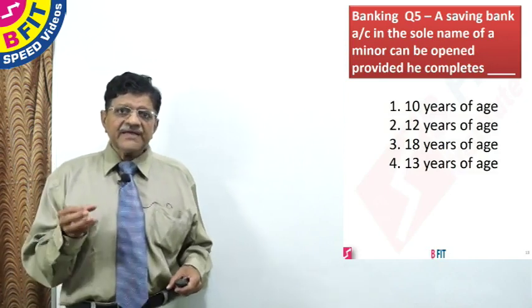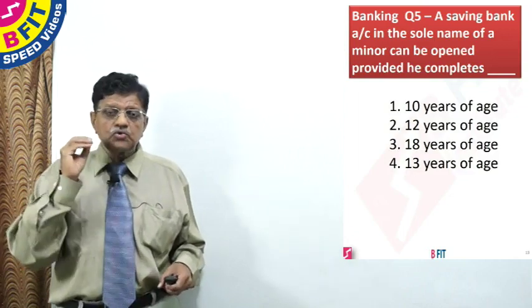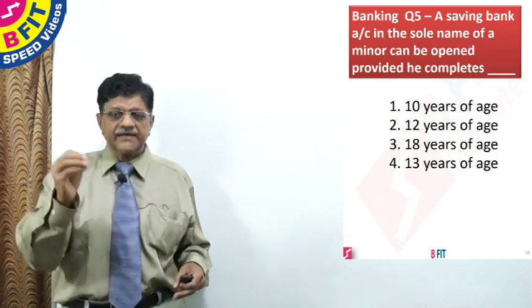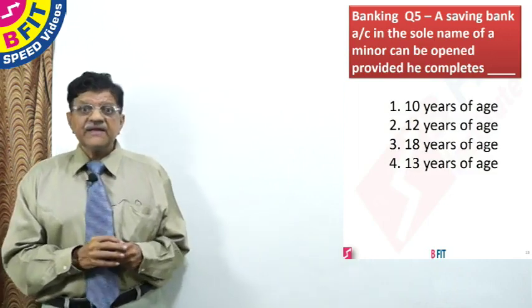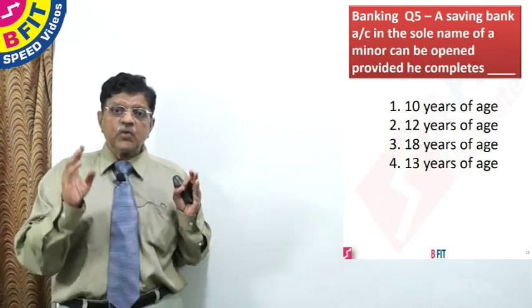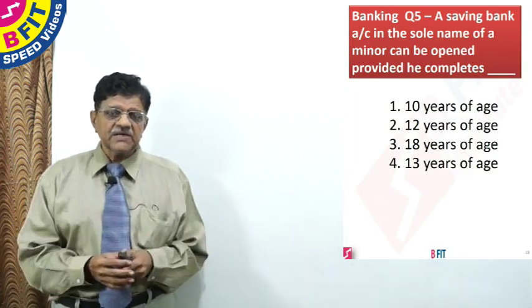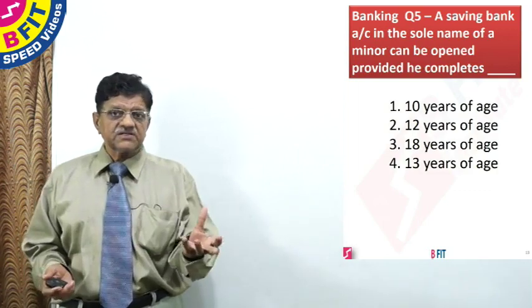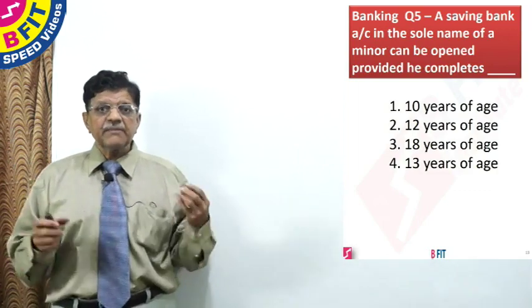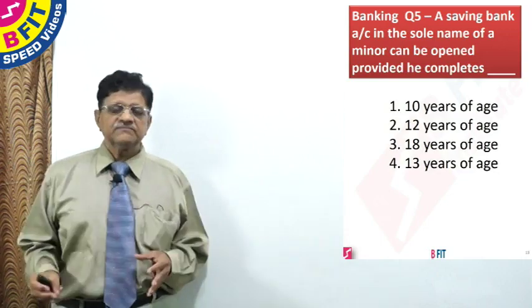Now, at what age can you open an account in the name of a minor so that the minor can himself act? And always remember, a minor is a protected person in law. A contract with a minor is void ab initio. That means you cannot have any business relationship with a minor because you cannot enforce the conditions of the contract on the minor, because a minor is incapable of contracting. That is what the law says.